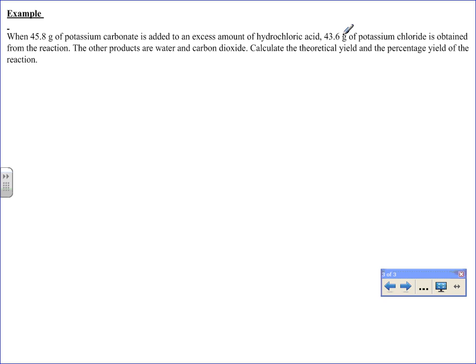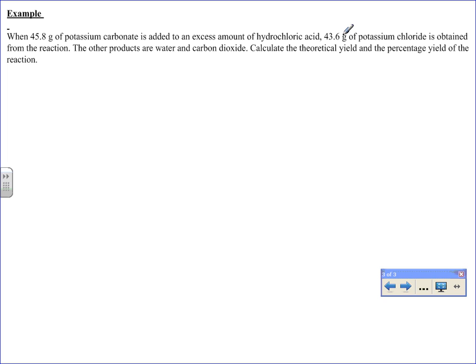So in that first example, we performed an actual experiment. In the second example, you'll be able to see what a problem will look like when you are solving one. So in this example, it says when 45.8 grams of potassium carbonate is added to an excess amount of hydrochloric acid, 43.6 grams of potassium chloride is obtained from the reaction. The other products are water and carbon dioxide. Calculate the theoretical yield and the percentage yield of the reaction.